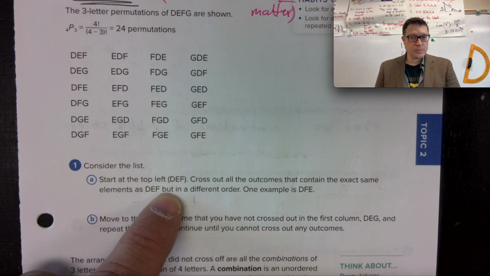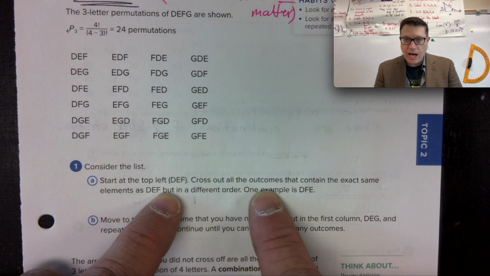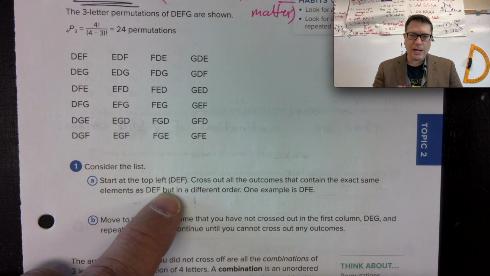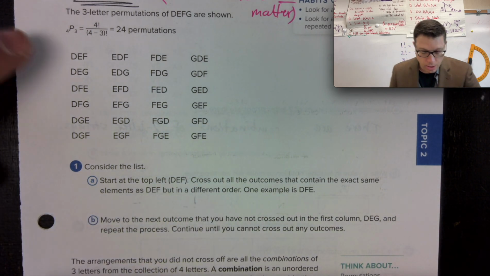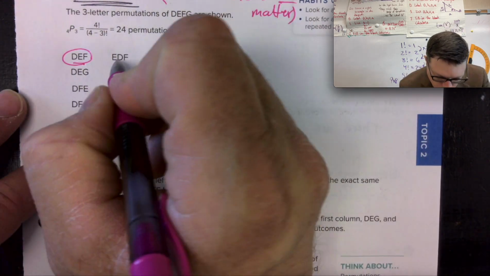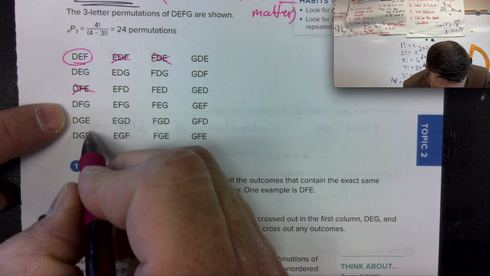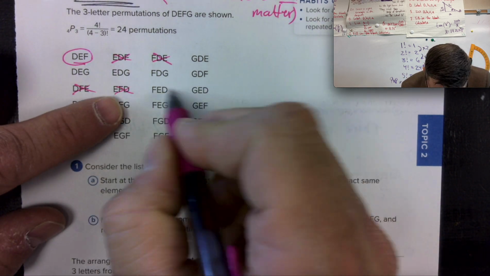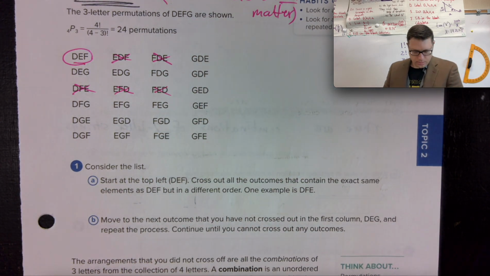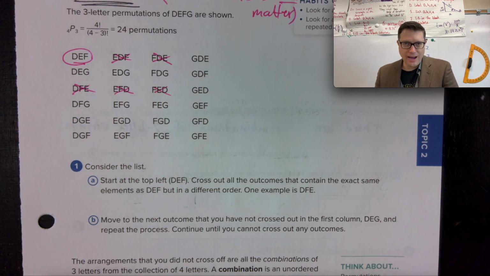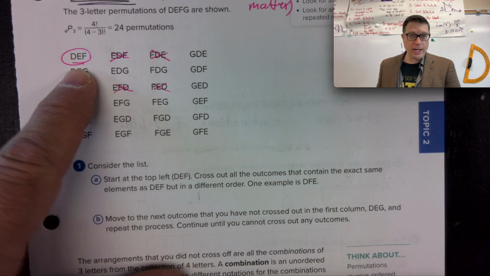Start at the top left, DEF, and then we're going to look through the entire list and cross out all of the outcomes that contain the exact same letters as DEF, even though they're in a different order. So keep it, cross it, cross it, cross it, cross it, cross it out. Okay, I got rid of 5 of them because there are 6 total ways to rearrange 3 letters.